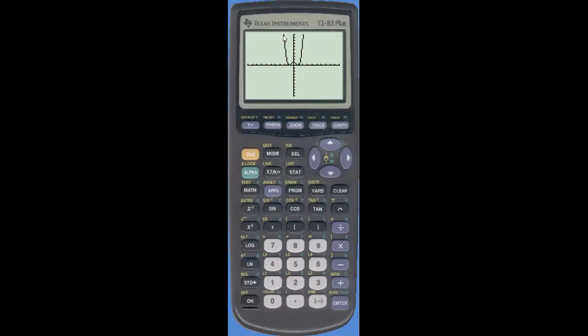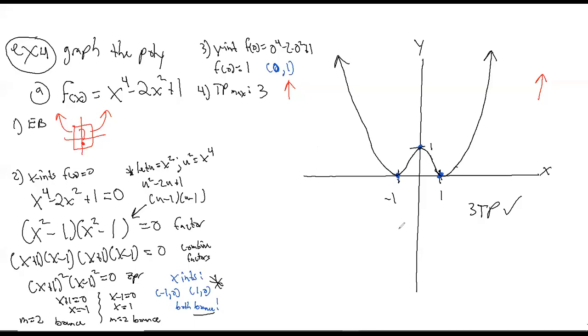Now, ours looked a little wider at the ends. Doesn't matter. Handwritten, that's perfect. Everything we did was perfectly fine. Again, here is what we made. I think that's a pretty good representation of this graph.